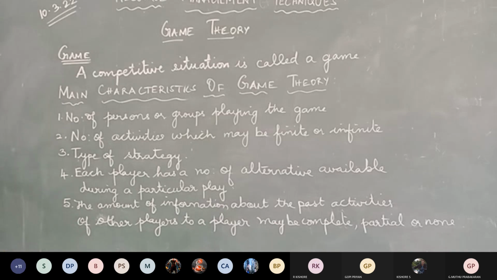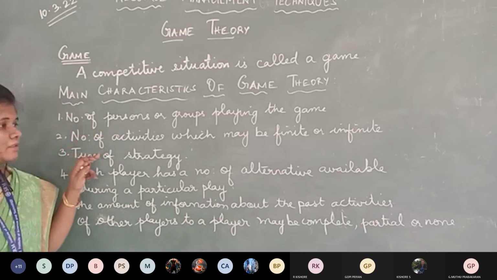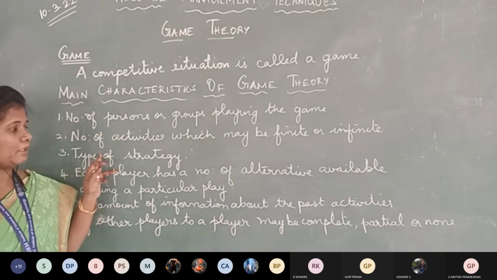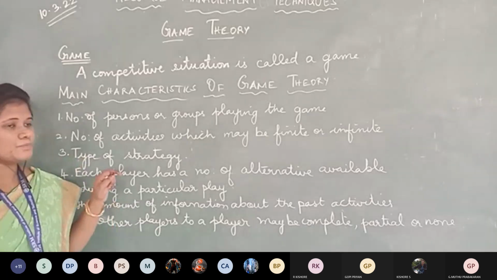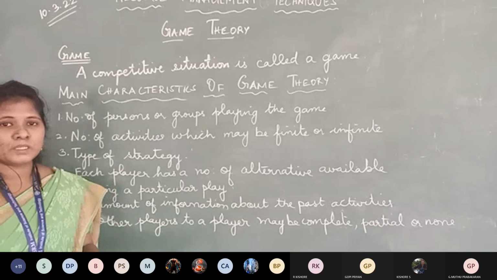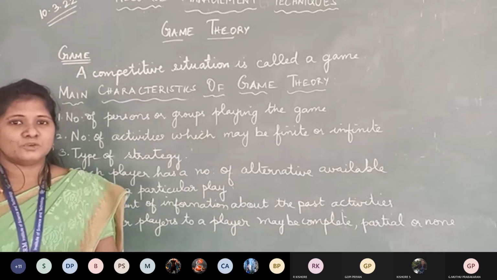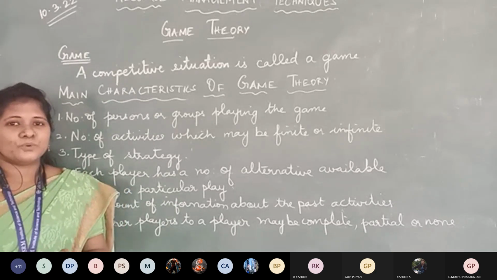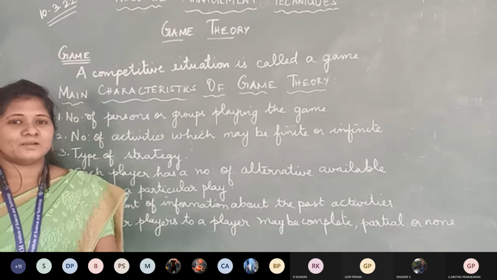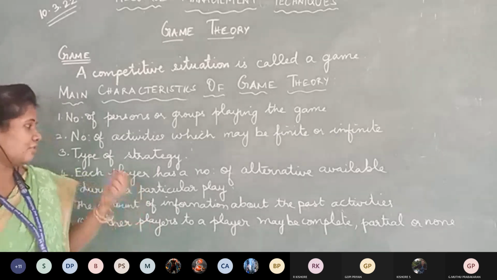First is number of persons or groups playing the game. First, you have to know how many persons are going to play. That will be your first point. Number of activities, which may be finite or infinite: how many ever activities are involved in that game. And your type of strategy. You have to play one way, such that the opposite team will lose. If you do something like that, that person will definitely lose. You will have some strategy. That is your third point.